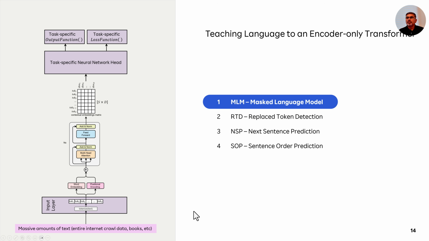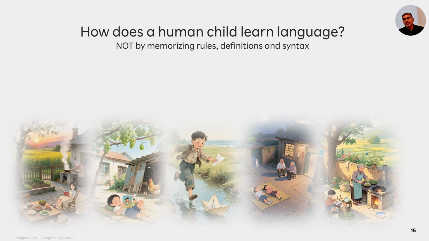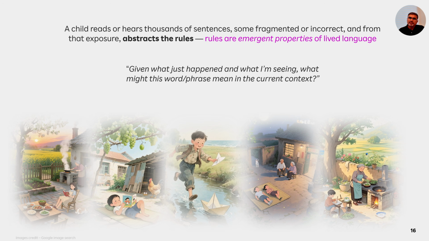The first one is called masked language model. Now, before we get into understanding what masked language model is, let's try to understand how a human child would learn language. If you just reflect back on our own learning, we did not learn language by memorizing rules. We don't memorize syntax or grammar rules and all those things. We actually understand and learn language by observing.